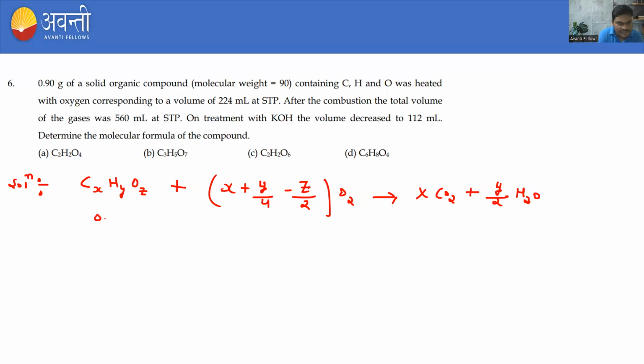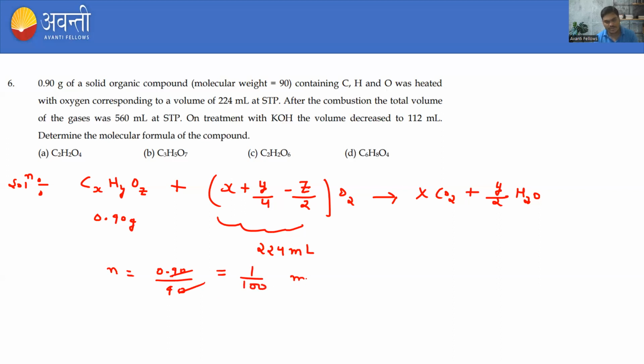Now, their value is given, that is 0.90 gram. And the volume at STP is also given, that is 224 ml at STP. Now we can calculate by putting the values. If you know the molecular mass, then we can easily calculate, right? So the molecular weight of the solid is given and the mass is also given, so we can calculate the mole. So mole comes out to be 0.90 divided by 90. So it comes out to be 1 divided by 100 moles. So this is the number of moles.